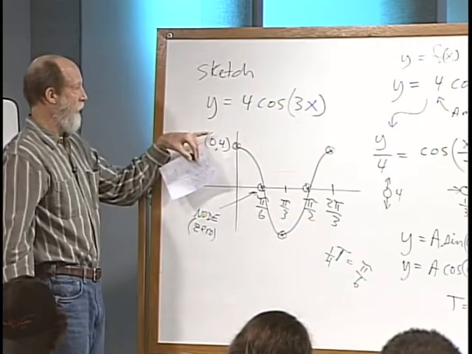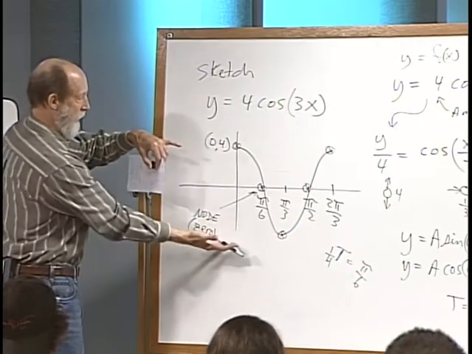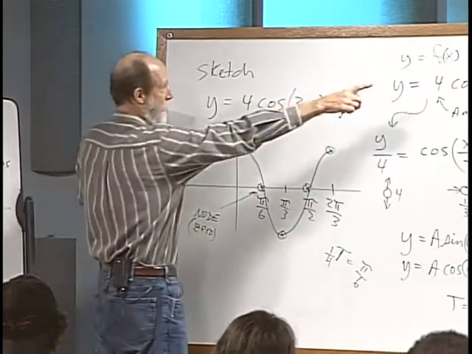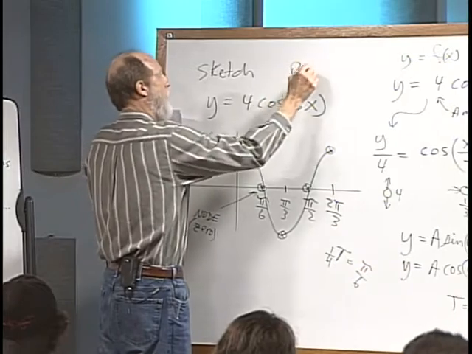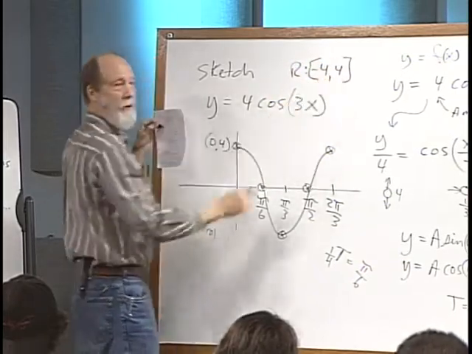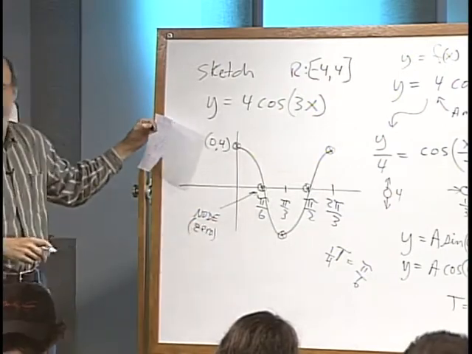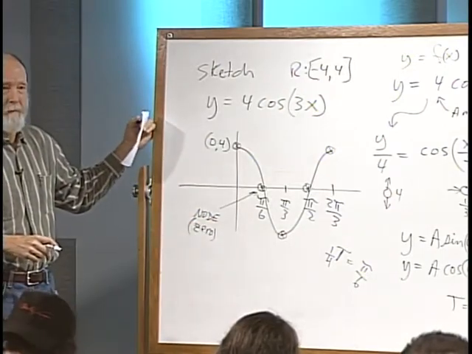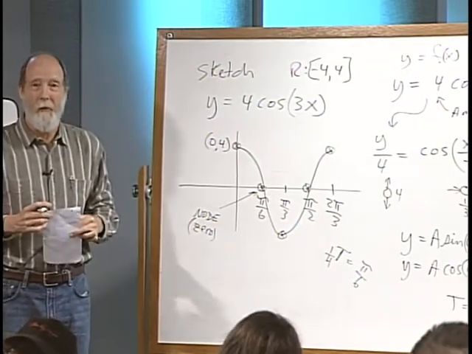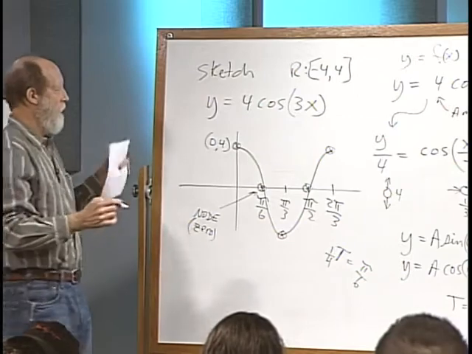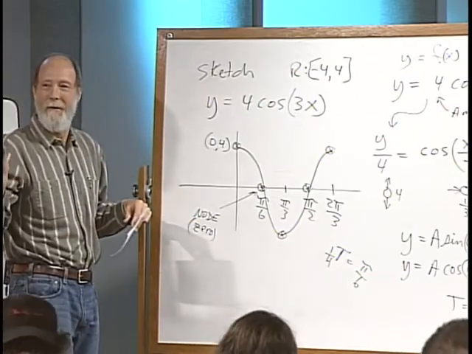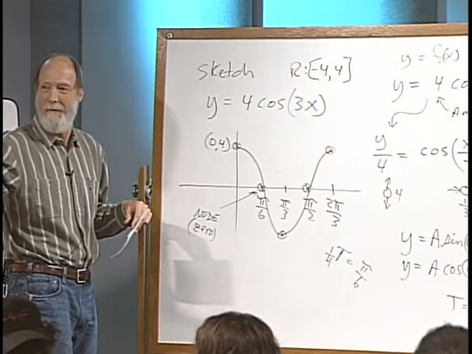What's the range of this thing? Look at the picture. 4 to -4. -4, always smaller to larger. -4 to 4. I mentioned that earlier. The range, -4 to 4. Always smaller to larger in interval notation. Okay, done with that. Any questions? Everybody okay?